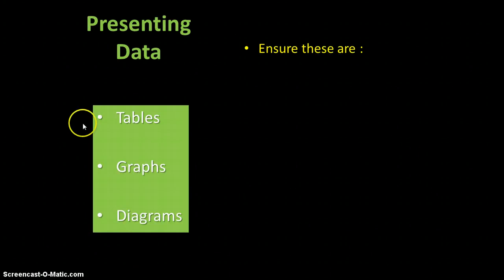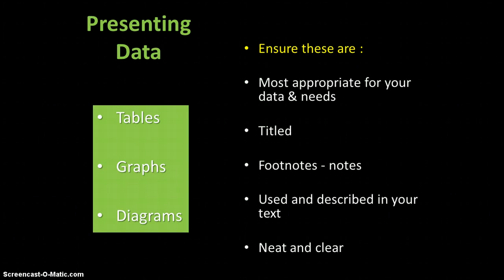And mainly we'll be looking at tables, graphs and diagrams, but there's a particular checklist of things that you need to ensure that you think about when you're presenting your data. So obviously it needs to be the most appropriate. Is it best that your data is shown in a table or organised in a table, or via graphs or via diagrams? And depending on what you're looking at, one or multiple of those might be suitable.